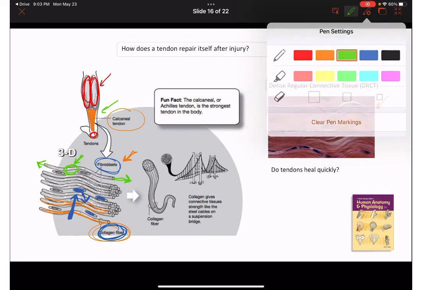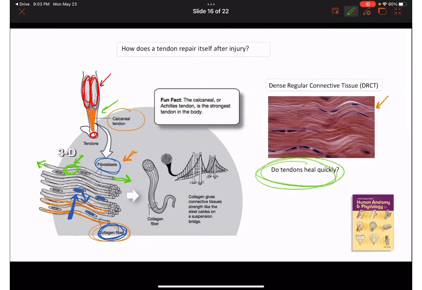And just a side note, if you tear your tendon, do tendons heal quickly? And why or why not? And the answer to that is no. Tendons do not heal quickly. And the reason that's the case is because these collagen fibers are really dense. That's where they get the name dense from. And there's just not a lot of room for blood vessels to penetrate that. So they have a poor blood supply. So because of that, it takes a relatively long amount of time for the immune system to come in and for repair to happen and whatnot.